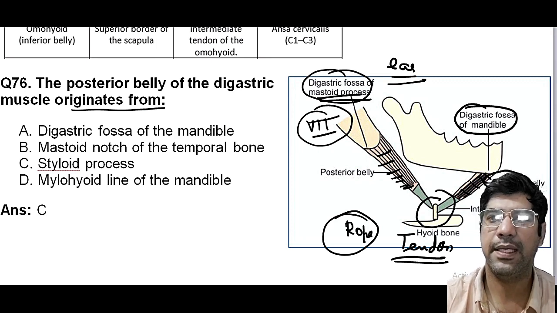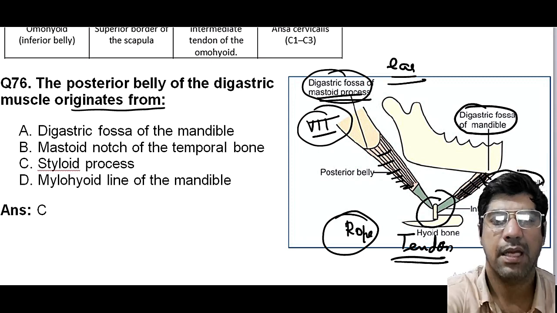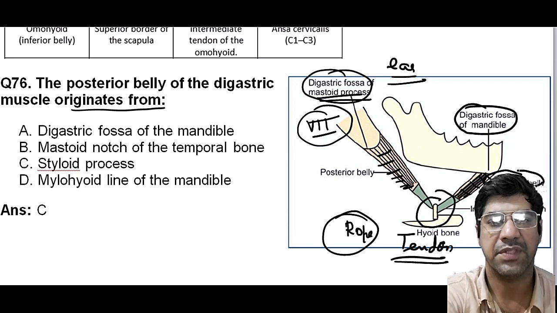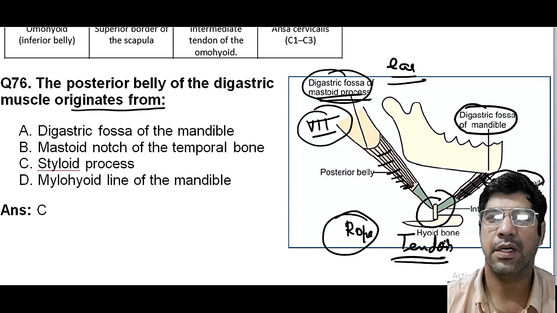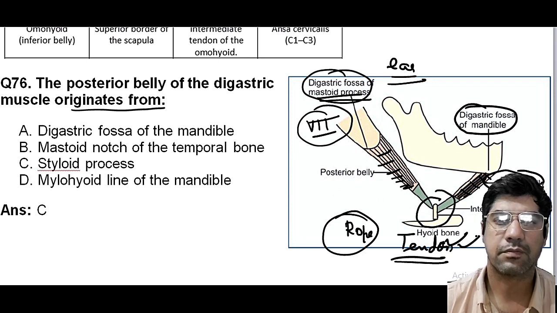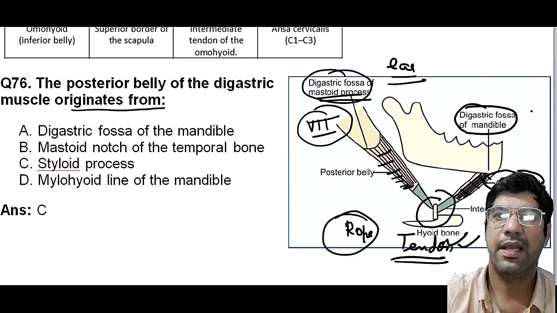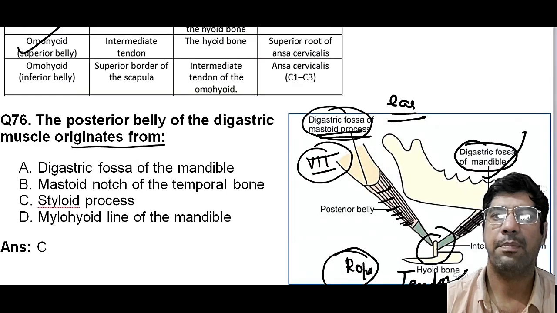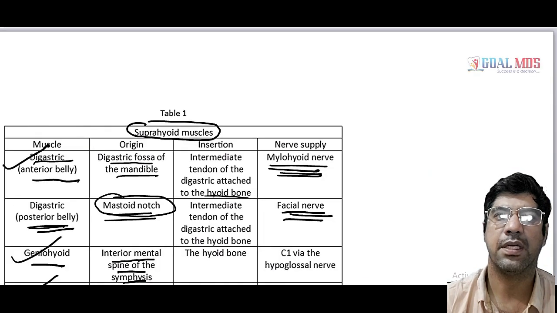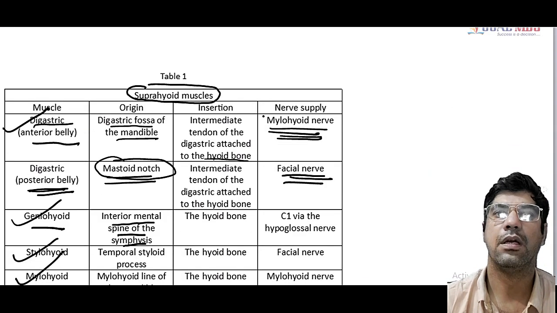Whereas the anterior belly originates from the digastric fossa and it is inserted into the same intermediate tendon connected to the body of the hyoid bone. The nerve supply is, remember, the anterior belly of digastric is supplied by the mylohyoid nerve.